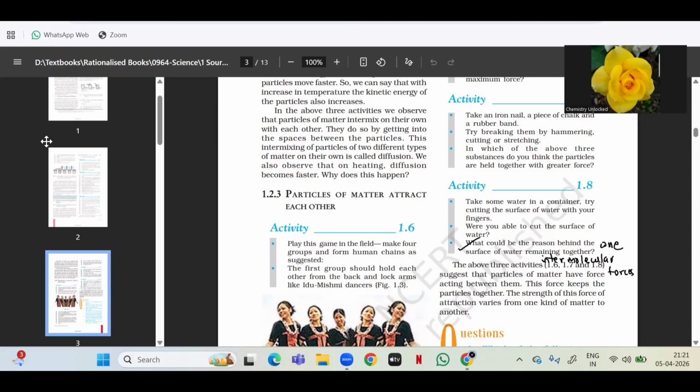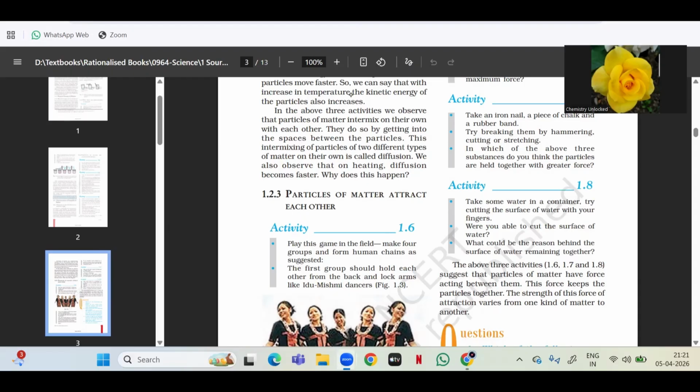So what is the conclusion of all these activities? The three activities, 1.6, 1.7, and 1.8, suggest that particles of matter have forces acting between them. This force keeps the particles together. The strength of this force or attraction varies from one kind of matter to another. I hope you all are clear till here.